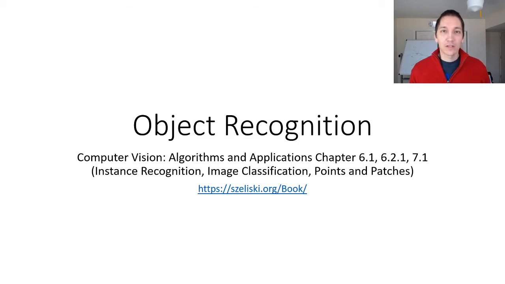Welcome back, folks. Today we're going to be talking about object recognition, and we're going to be looking at CVAA chapters 6.1, 6.2.1, and 7.1.